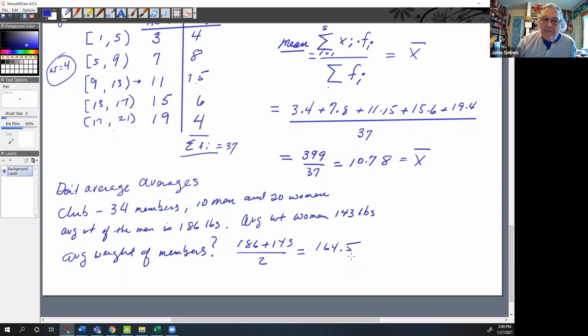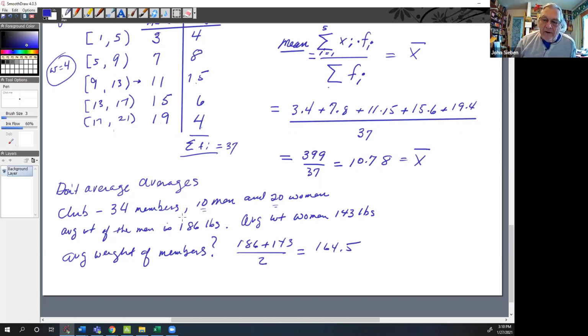Jonathan, no, that's exactly right. Thank you. That's how we would correct it. Now, we can see that this is probably not right because why? I'm averaging two things here. So I'm weighing the contribution of the men the same as I weigh the contribution of the women. But there's only 10 men and there are 20 women.